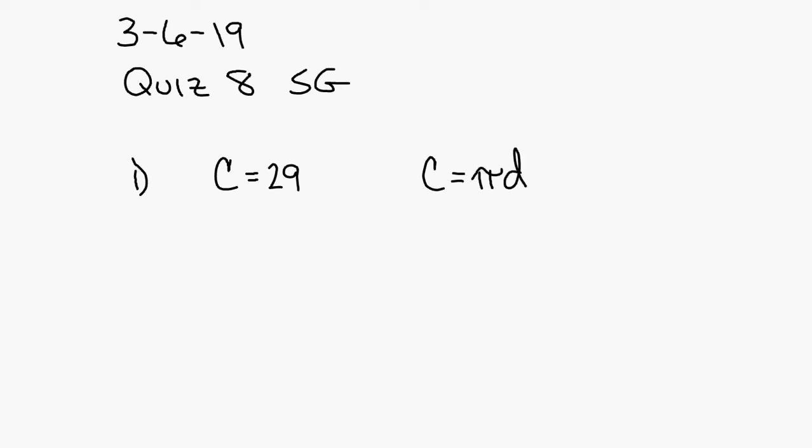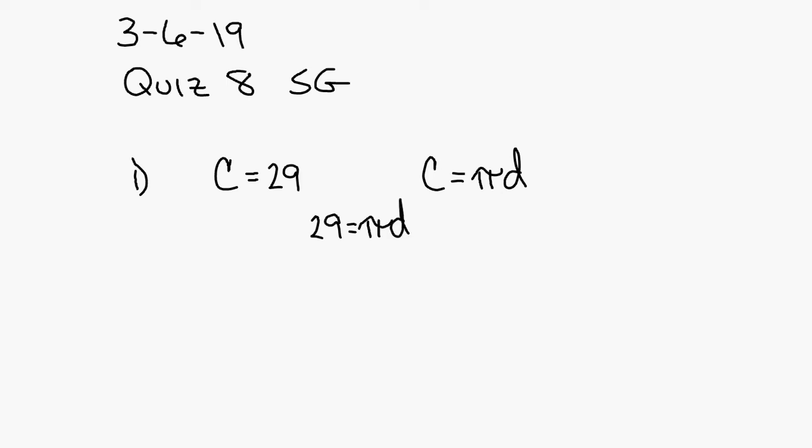This is, we're calling it Quiz 8 Study Guide. And number 1 on your study guide says, what is the diameter of a circle with circumference 29? So if the circumference equals 29, and circumference also equals pi times diameter, then you make your 29 equal to pi times diameter. So 29 equals pi times the diameter.